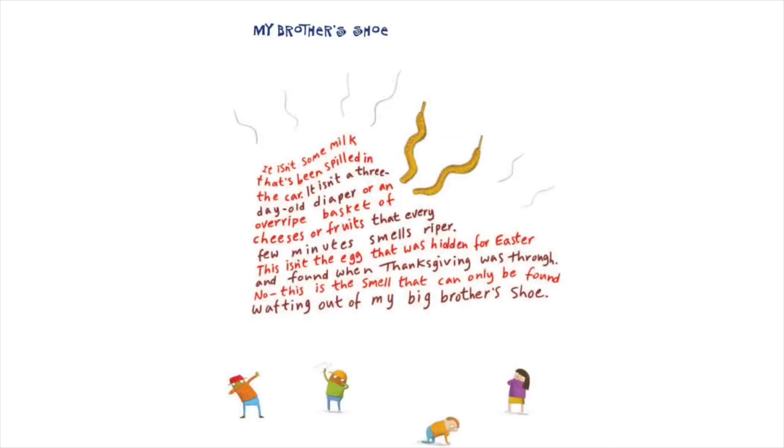So here's an example of a concrete poem. The topic is My Brother's Shoe, and the author has made the poem into the shape of his brother's shoe.